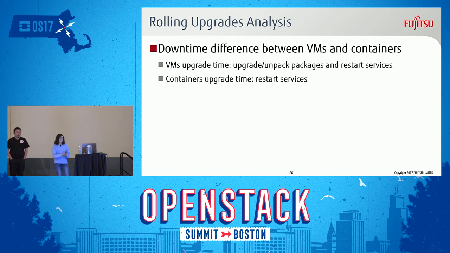So the downtime difference between VM deployed OpenStack and container deployed OpenStack is that in the VM case, we need to upgrade and unpack all the packages and then restart the services while we're upgrading one project. While in the container case, the only time we need to wait is the restart time of each service.